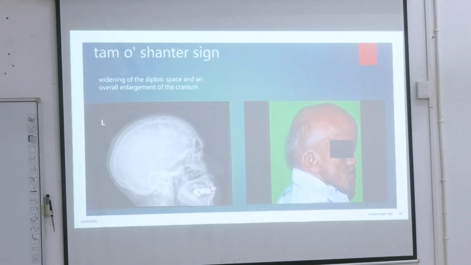Okay. Now see the unfortunate patient, more than 45 to 50 years. Tam-O'Shanter sign: widening of diploic space and an overall enlargement of the cranium. You can see there is a widening of diploic space, okay? This space is called the medulla or diploic space of the flat bones and it increases in size.